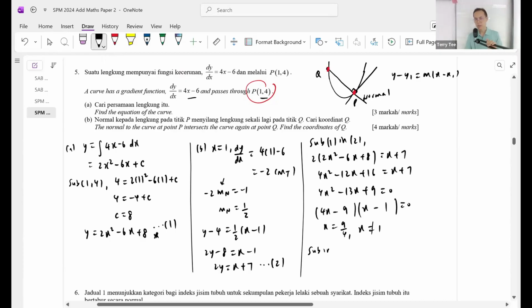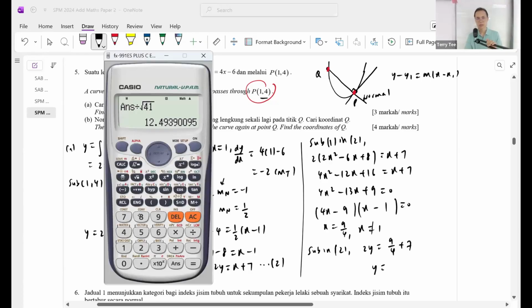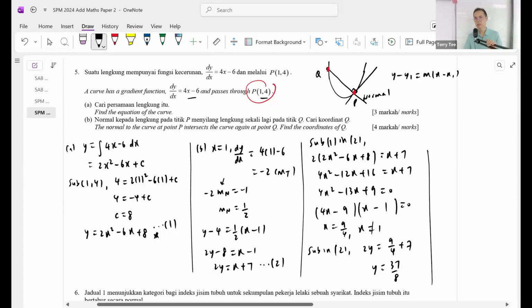You just sub inside any equation, or take equation 2. Your x is 9 over 4. You get plus 7, divide by 2. This is a big number. 9 over 4 plus 7 should be 28 plus 9, 37. 37 over 4. You've got to divide by 2. So it's 37 over 8. Right? So 37 over 8. Just write our coordinates in this form, x followed by y. That's it.